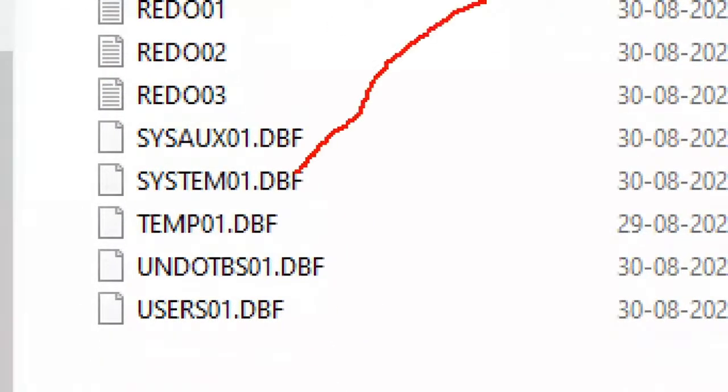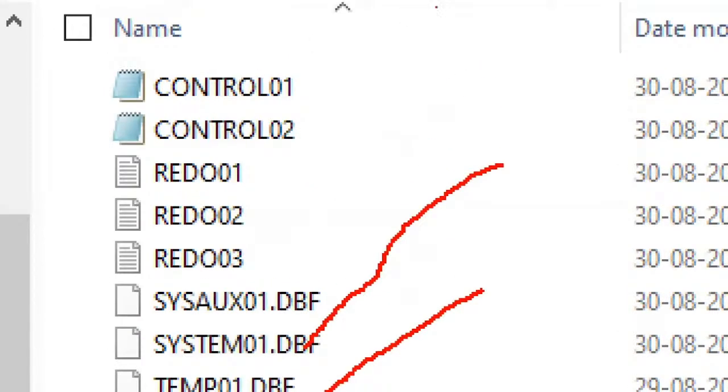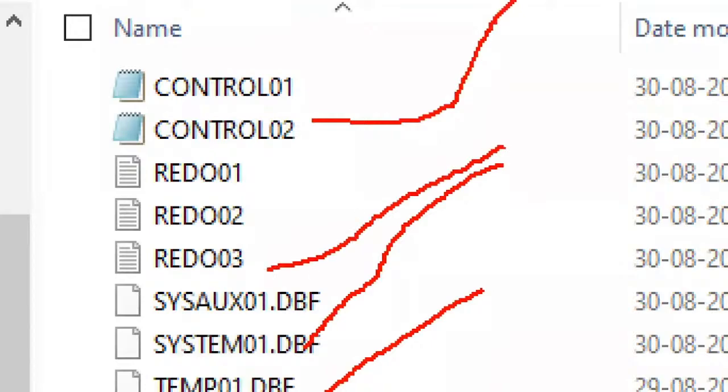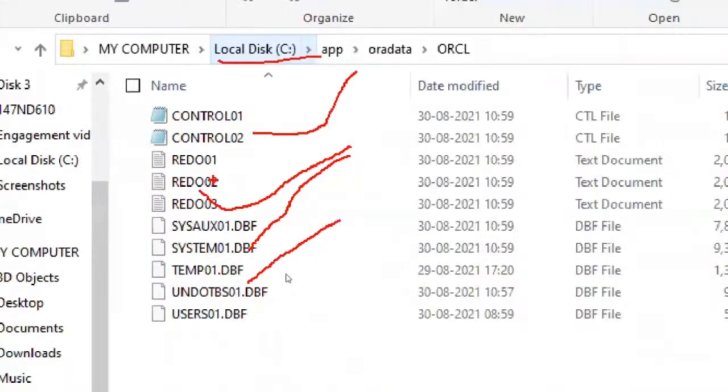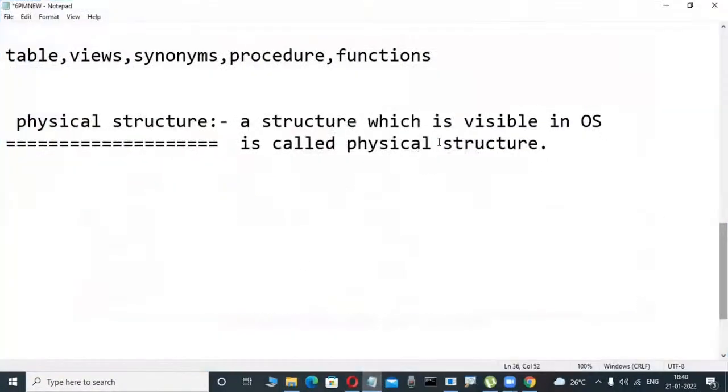These are data files, .dbf files. Okay, fine. What is this one? You don't have an idea. Later you'll be familiar. Here are control files and redo log files. These are files, a structure which is visible in the operating system. Some files are visible. That is called the physical structure.